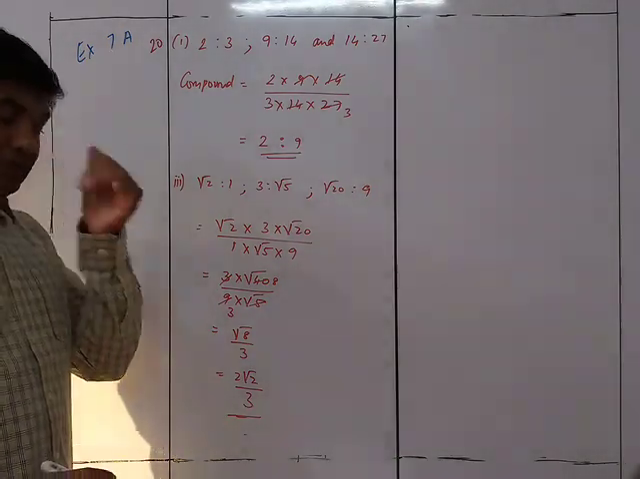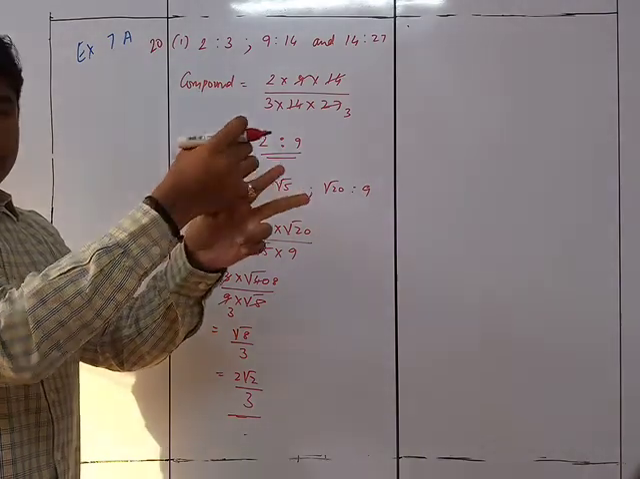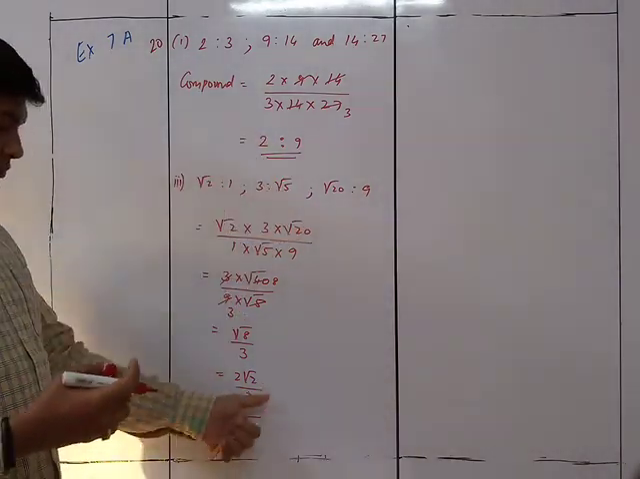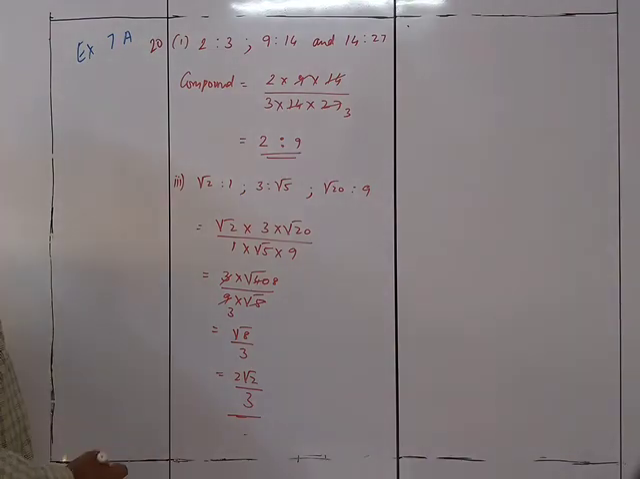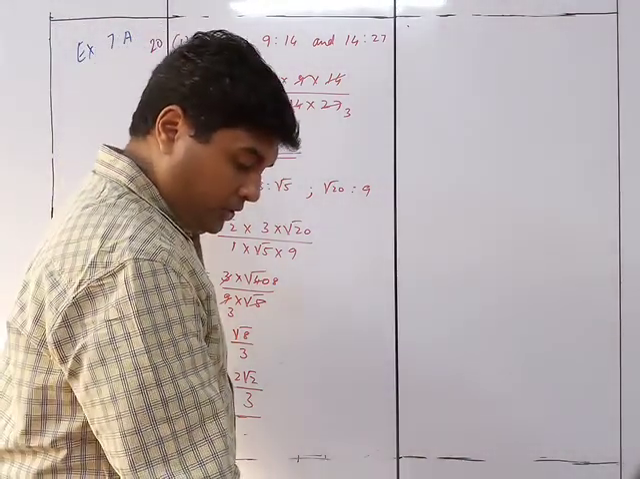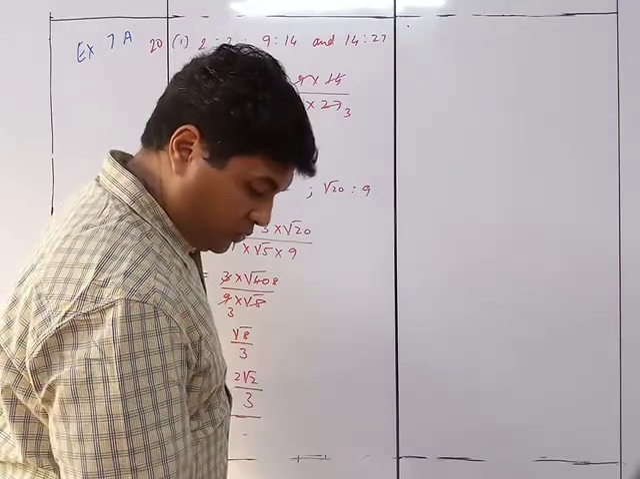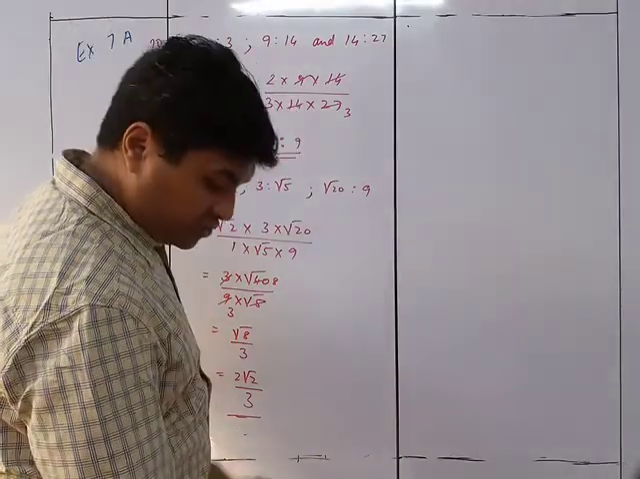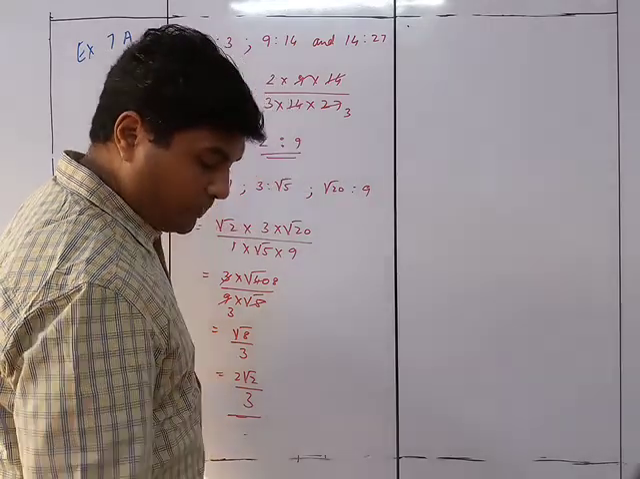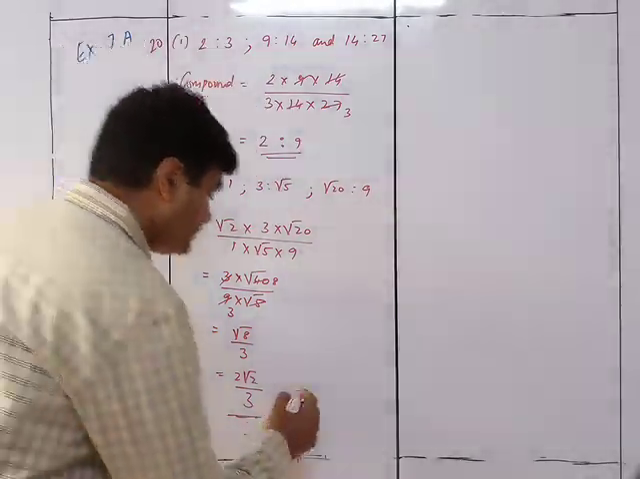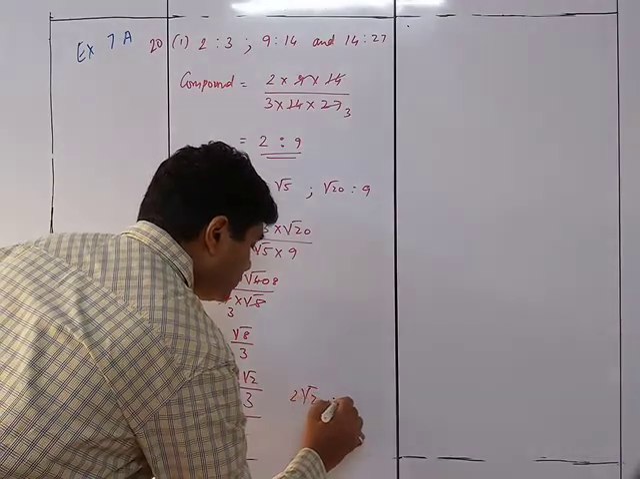Why is it so? 8 is 2 into 2 into 2. ये दोनों का स्क्वायर बन गया तो 2 बाहर निकल जाएगा. That's 2 root 2 upon 3. That is the compound ratio. So compound ratio, 28th question was 2:9 on the first one, and the third one was given as 2 root 2 upon 3. So 2 root 2:3.